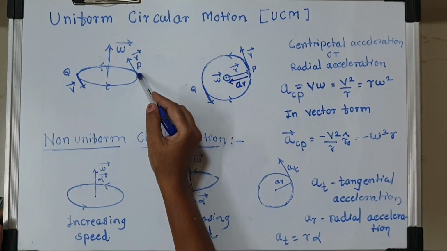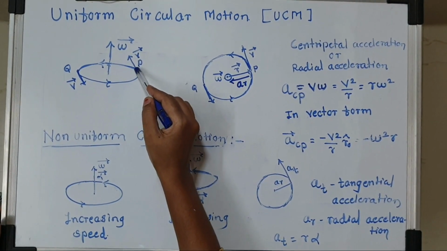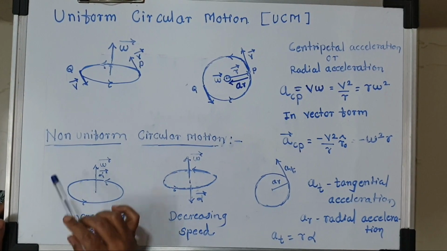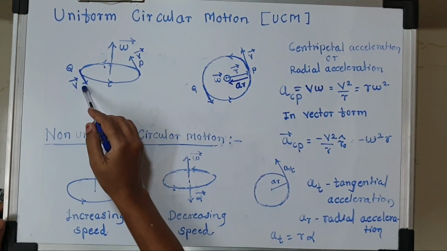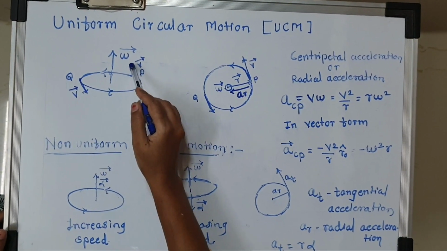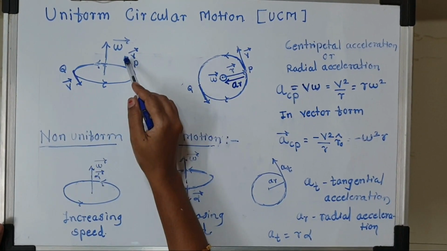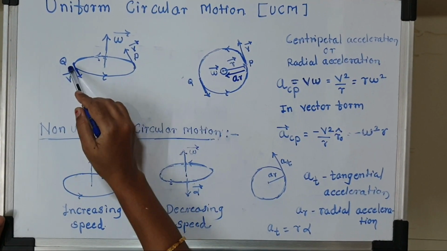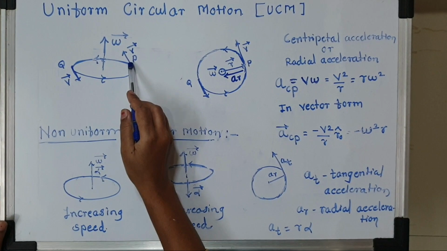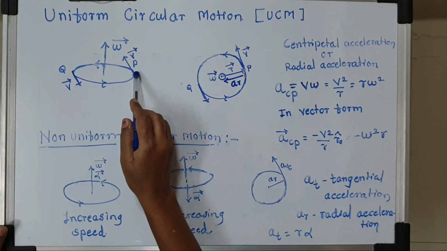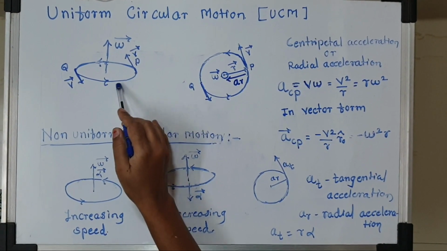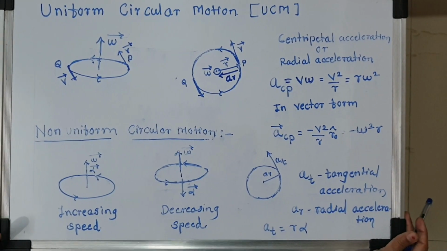See, at point P, the direction of linear velocity is this one. At point Q, the direction of linear velocity is this one. The length of the arrow indicates the magnitude. The length of both arrows is the same, which means the magnitude of the linear velocity is constant, but its direction is changing.